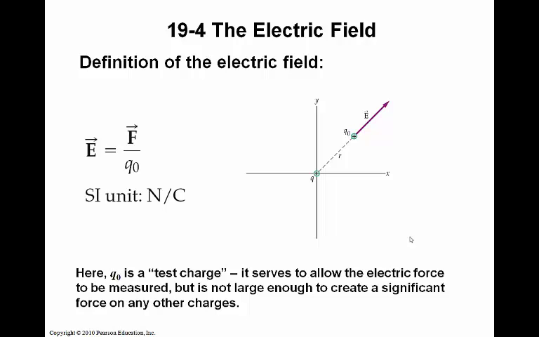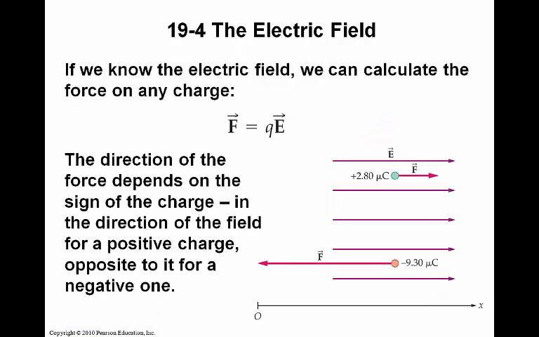So the field is a measure of how much force each coulomb of that charge feels. So it would be calculated by finding the electrostatic force between Q and Q naught and dividing it by Q naught so that you could get units of newtons per coulomb. If you wanted to know the force on that charge, then you would just take that charge and multiply it by the strength of the electric field.